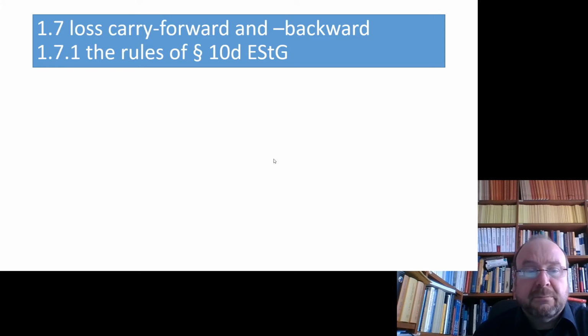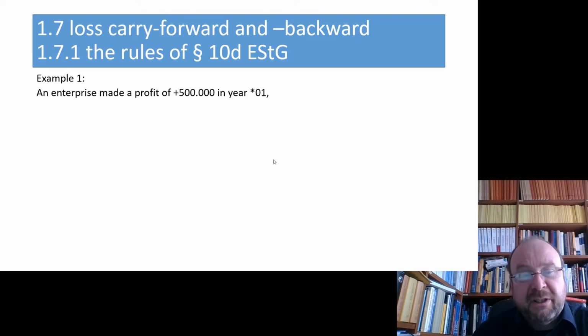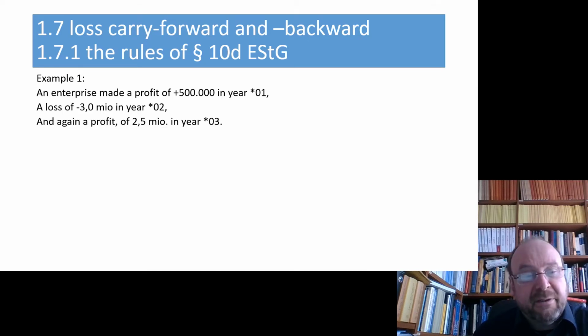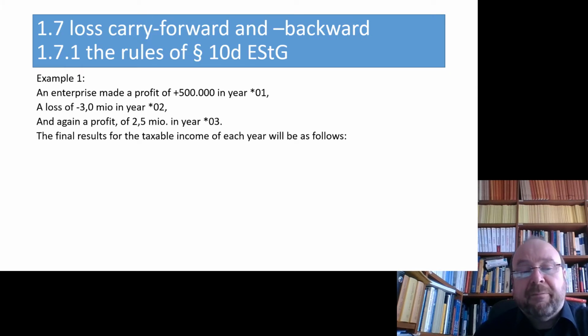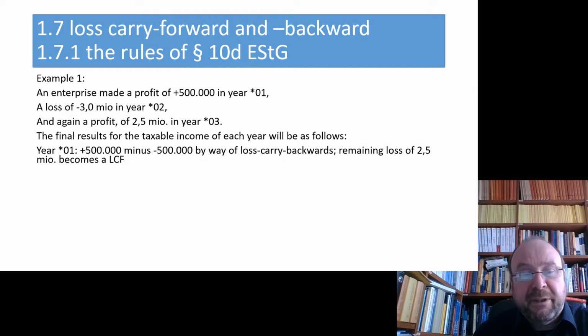Now, that works as follows. Imagine an enterprise made a profit of 500,000 in year one, a loss of 3 million in year two, and again a profit of 2.5 million in year three, or let's say instead of an enterprise, a person. Well, the final results for the taxable income of each year will be as follows.